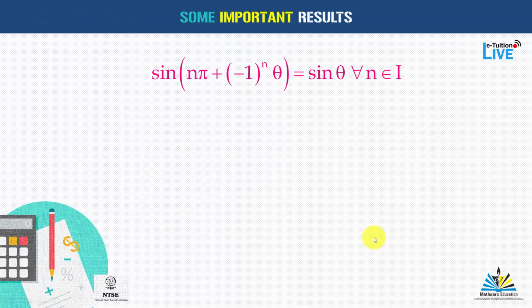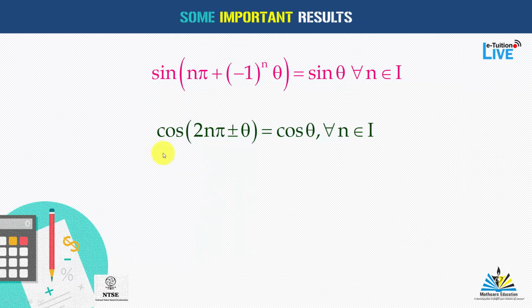Here we have some important results. Sine of n pi plus minus 1 to the power n theta is equal to sine theta for all n belonging to the integers, where n takes integral values. You need to memorize this formula. And cos of 2n pi plus minus theta is equal to cos theta for all n belonging to the integers, and tan of n pi plus theta is equal to tan theta for all n belonging to the integers.